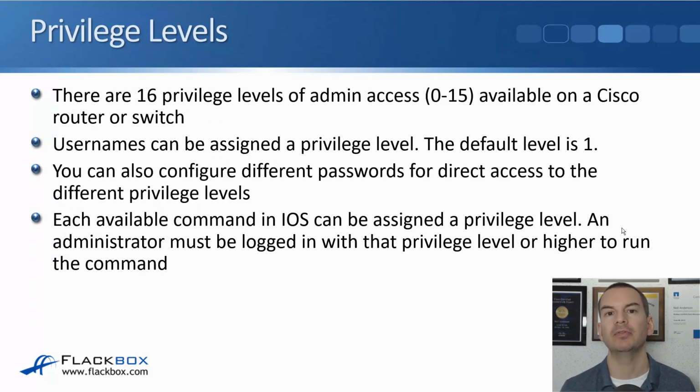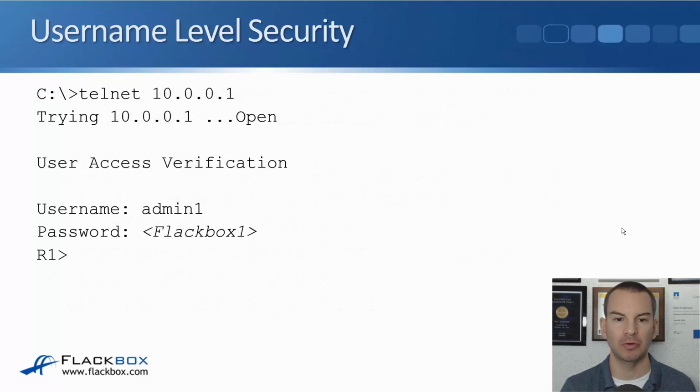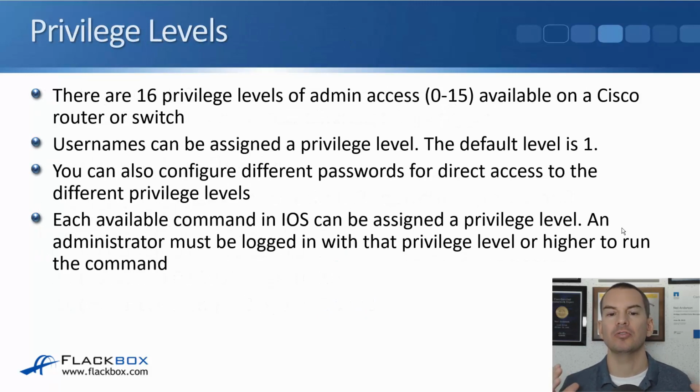Okay, next thing to talk about is privilege levels. There's 16 privilege levels available on your routers and switches, going from level 0 up to level 15. You can assign a username a particular privilege level. The default level is 1. So if we go back a slide with our usernames here, because we haven't specified a privilege level, both admin1 and admin2 are getting level 1 by default. You can also configure different passwords for direct access to the different privilege levels. You'll see what that means when we do the example later on.